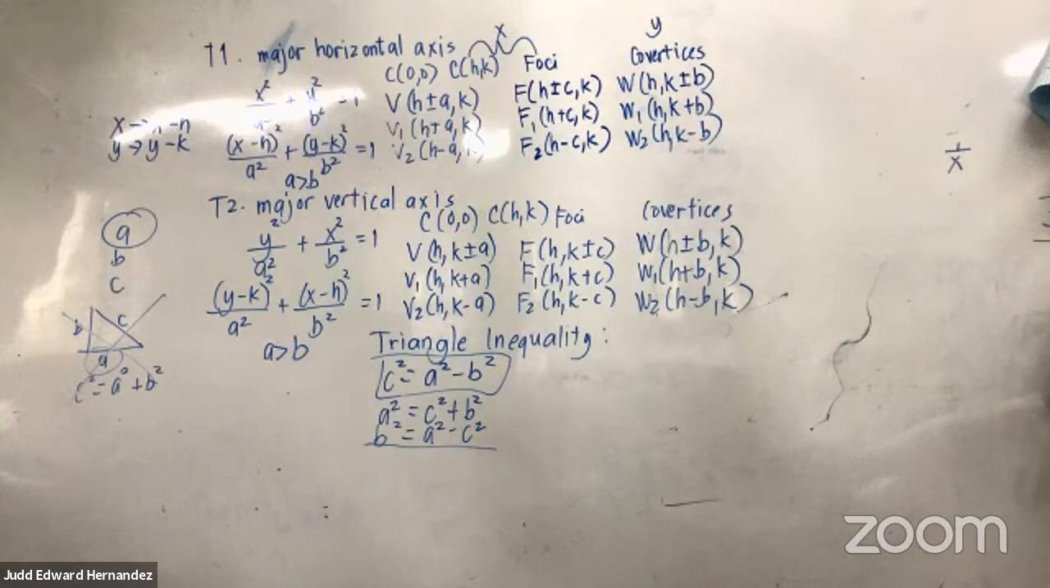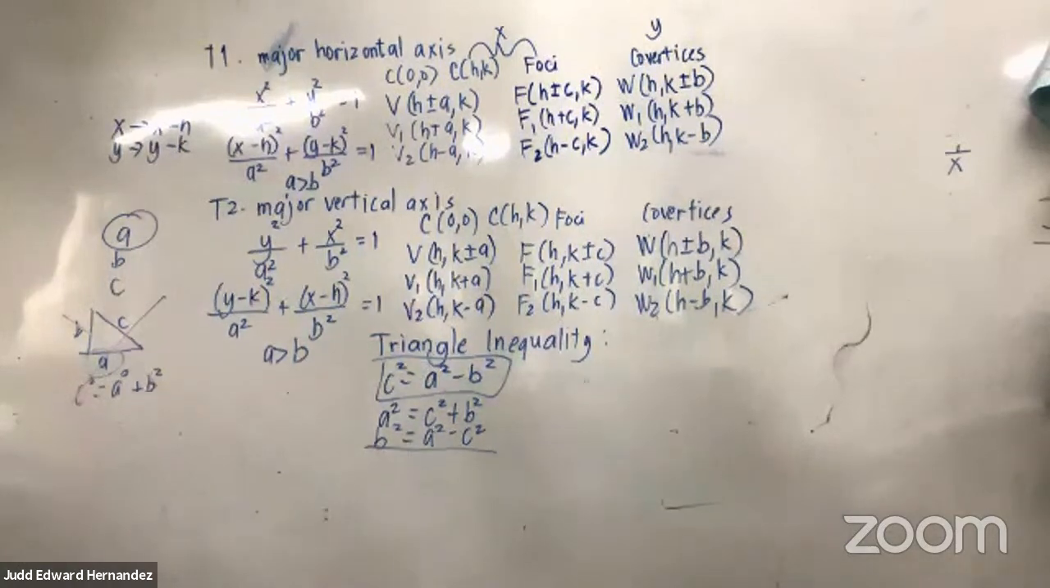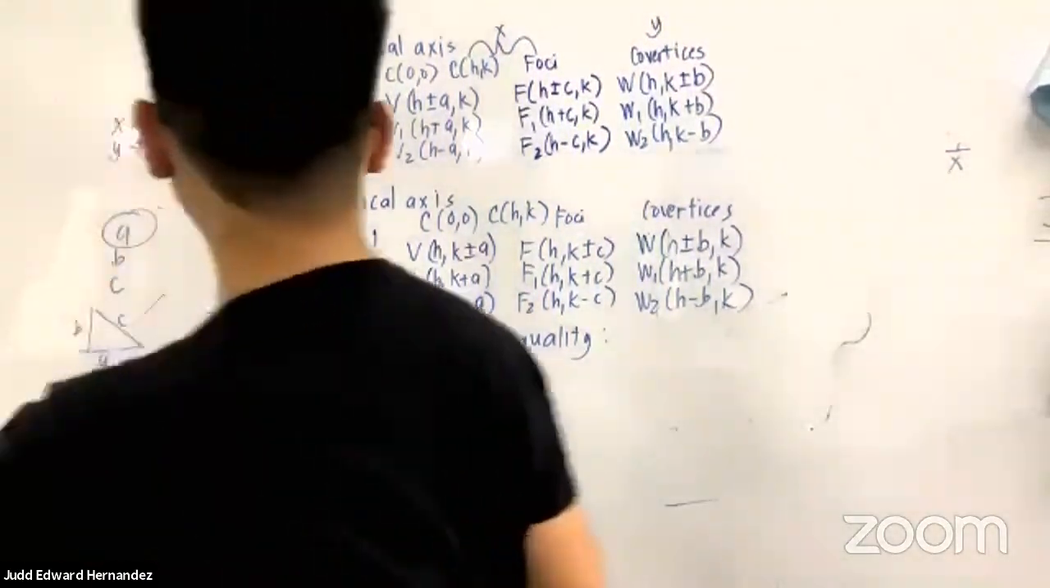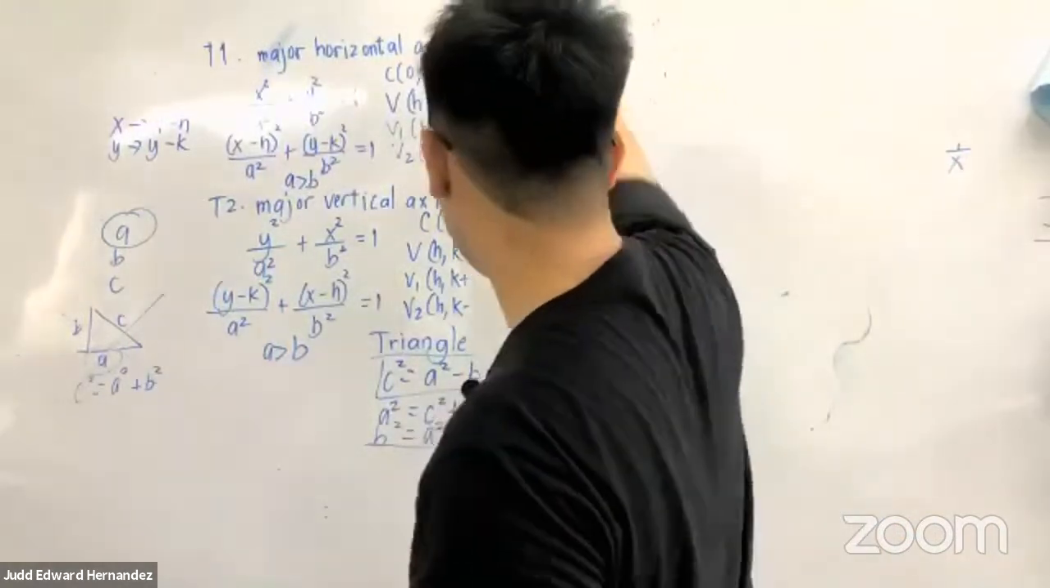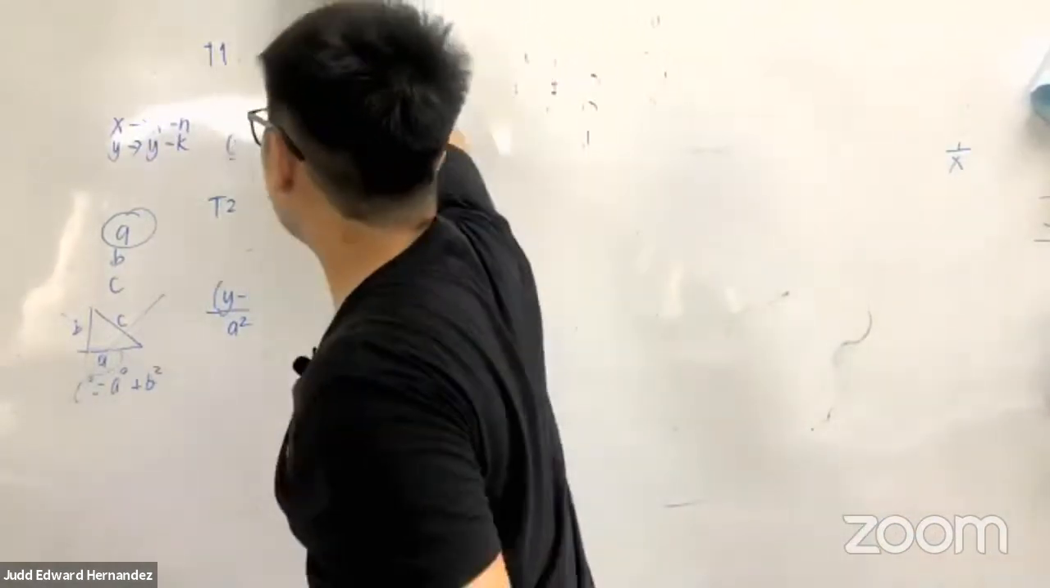So let's have first an example. So magbigay muna tayo ng example para mas maliwanag. So magbigay muna ako ng dalawang example if the center is located at the origin at dalawang example mamaya when the center is not anymore located at the origin.